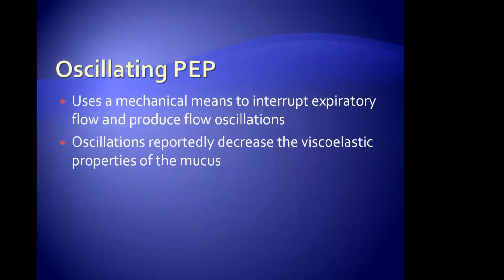Oscillating PEP therapy uses mechanical means to interrupt expiratory flow and produce flow oscillations. That's that breaking the mucus up. Oscillations reportedly decrease the viscoelastic properties of mucus. So again, I want it to unstick from the walls. I want it to move forward. I don't need to have it stuck.